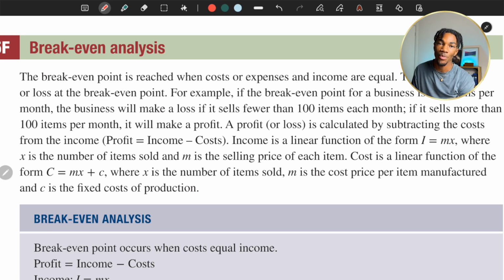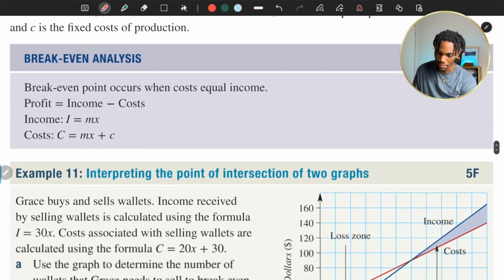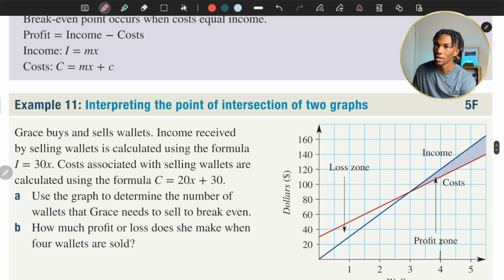All right, guys, we're going to go over break-even analysis now. So what is break-even? Let's go down to here. Basically, imagine you have a business, right?